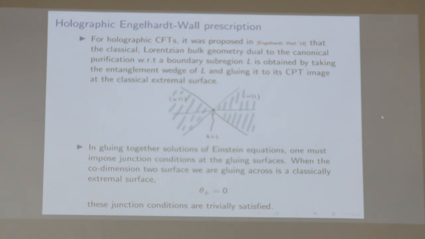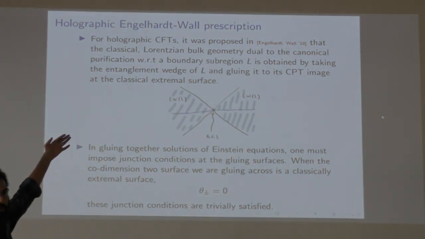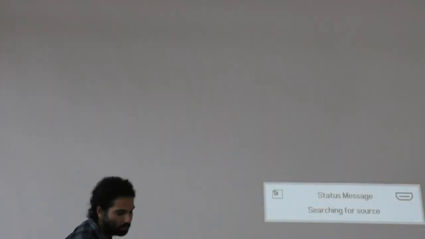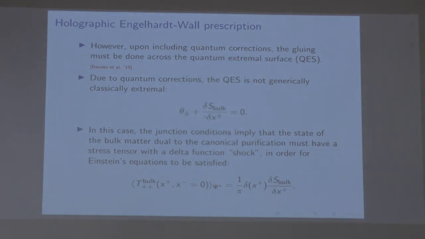That's right. How do you determine those probabilities in this construction? So this construction gives you the bulk geometry. Then you can compute whatever you want. You take the initial data, you evolve it backward and forward, that gives you the full geometry, and then you can compute whatever correlations. That would be the bulk prescription.